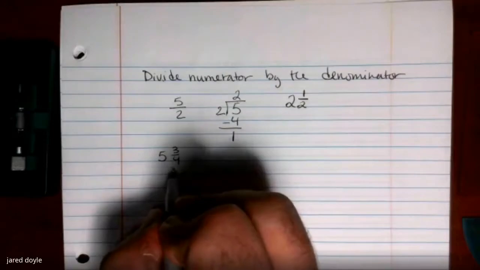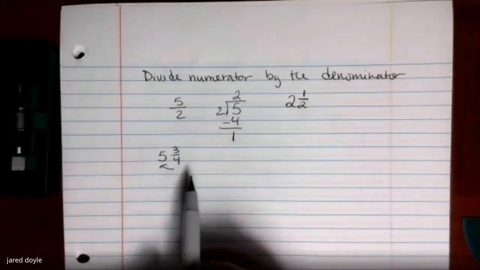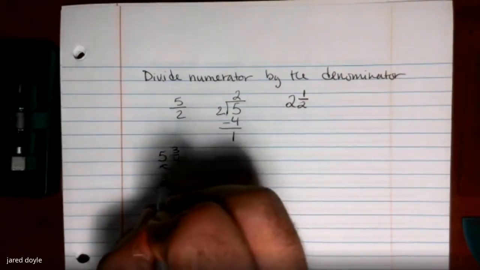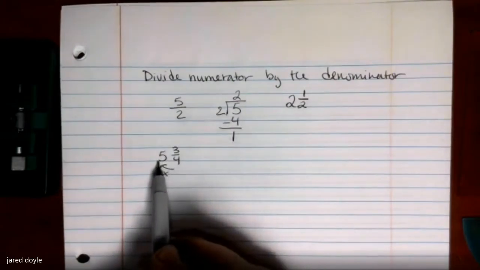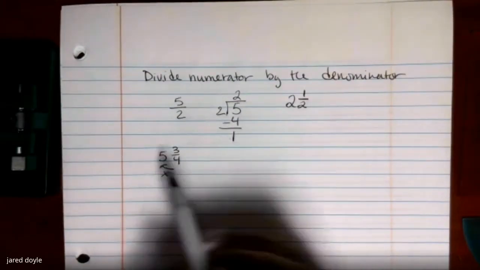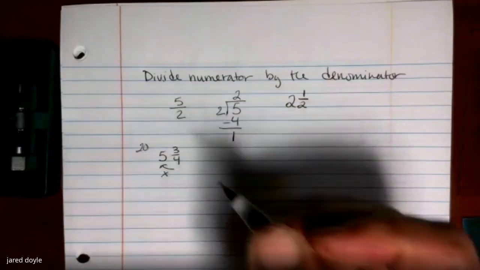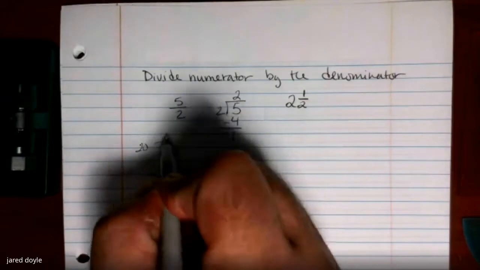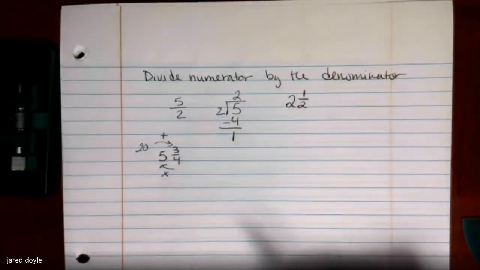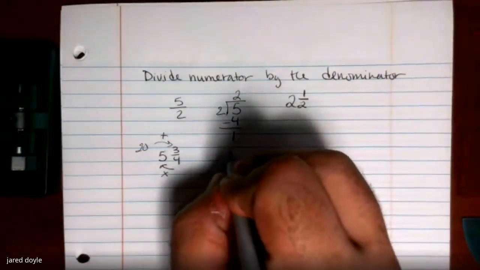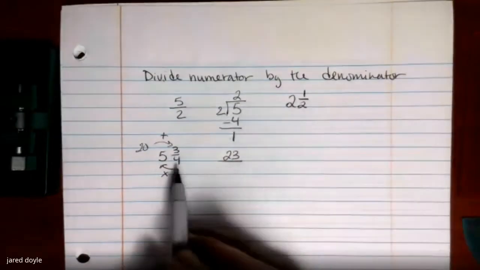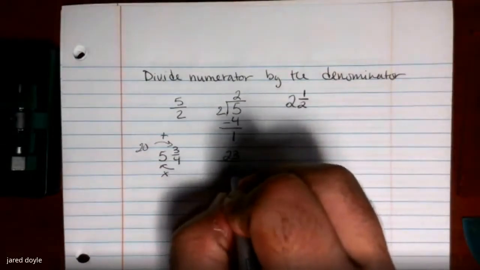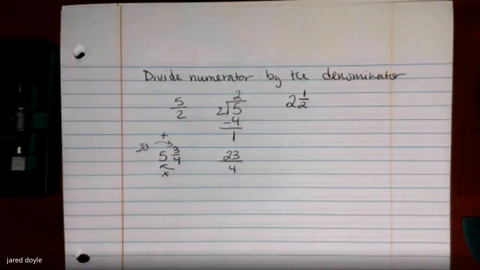So we're going to multiply the denominator. I call it times e plus e. So multiply the denominator by the whole number. And so 4 times 5 is 20. And then we take this product that we got and we add it, there's the plus e, to the numerator. And so we get 23. And then you simply write it over the original denominator. So 23/4 is the same thing as 5 3/4.